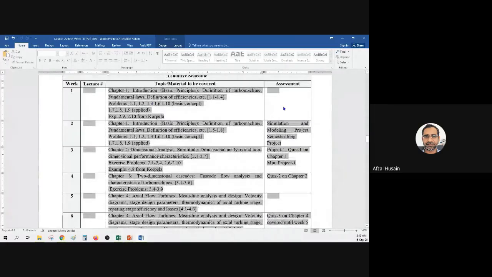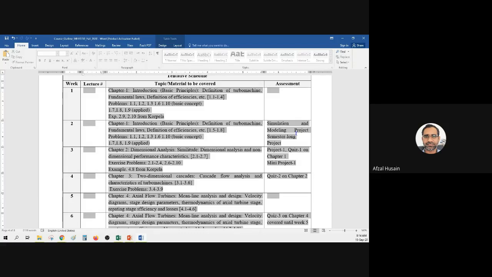So in week 2, we will start the simulation and modeling project. And that is your term long project, basically semester long project. So in this project, usually we decide that we want to model a full machine. For example, if it is a centrifugal pump, we will start from scratch: we will draw a CAD model and do some meshing, and then we will do the flow simulation.